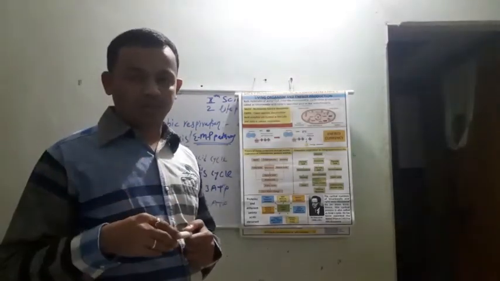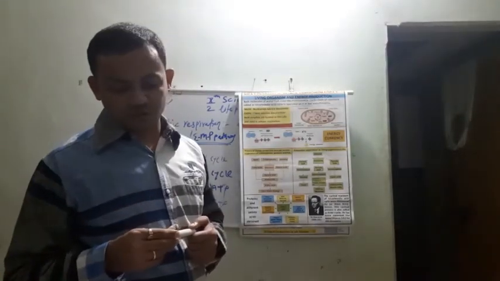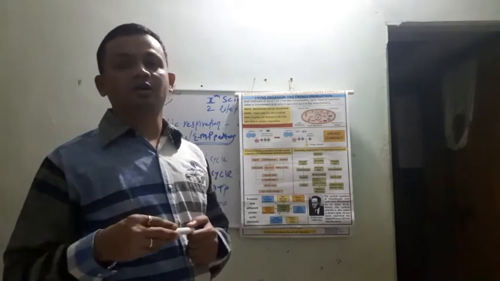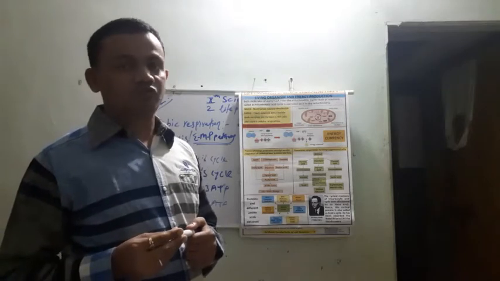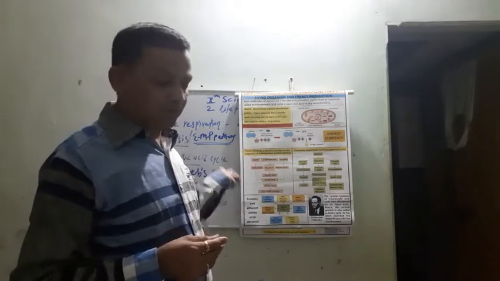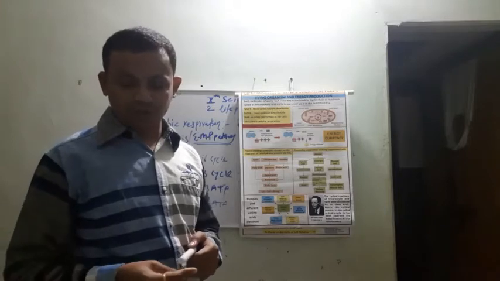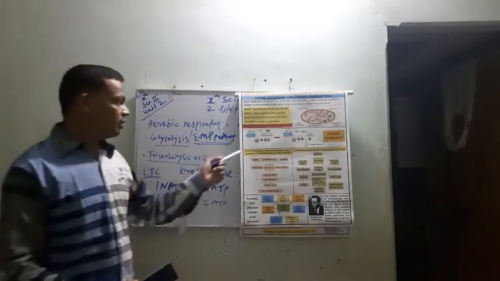So this all happens in aerobic respiration, and there is a formation of energy: 38 ATP molecules are formed in this aerobic respiration. Now, ATP. Today we are going to learn about ATP.